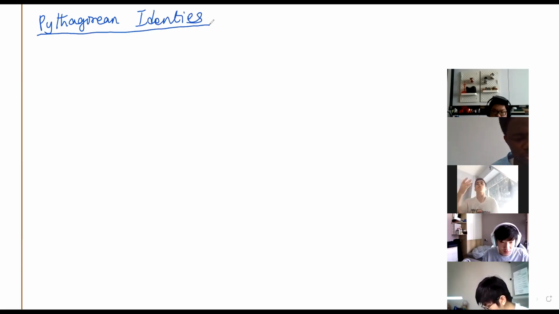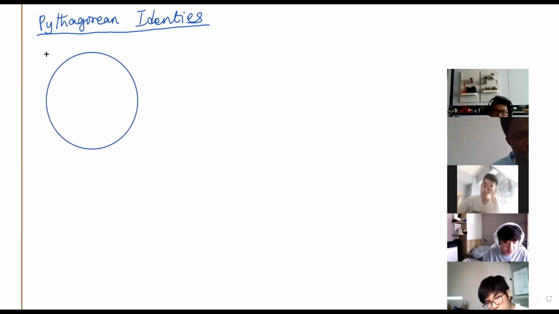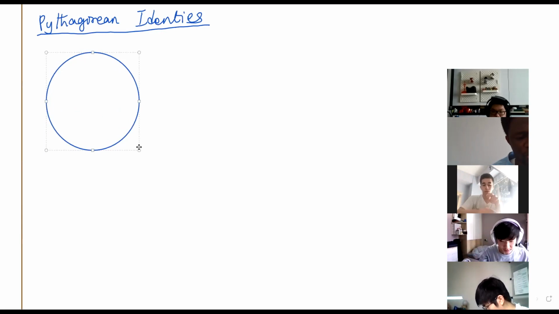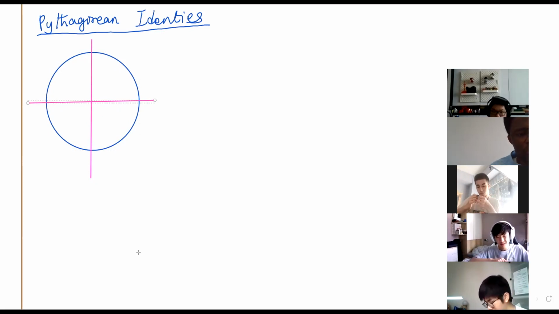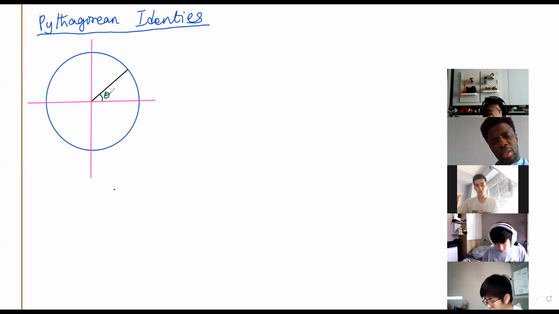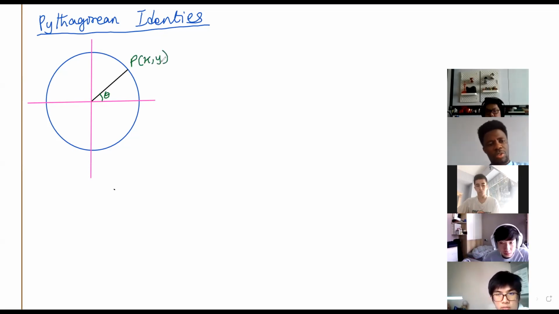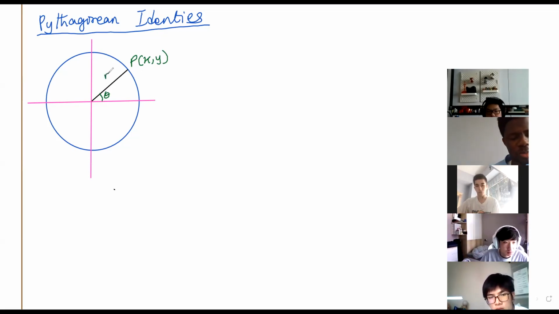Again, we start with the unit circle. That means a circle with radius, what? One. Now, let P be a point on the unit circle such that the angle of inclination is theta. Please pay attention. P(x, y) is a point on the unit circle. No, I shouldn't write R, I should write 1.